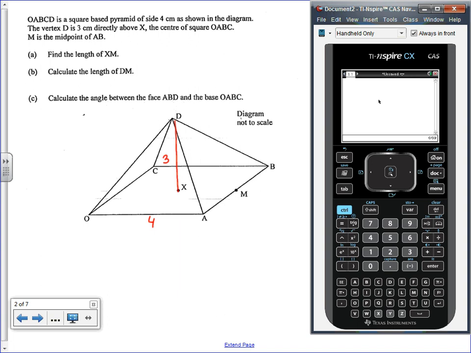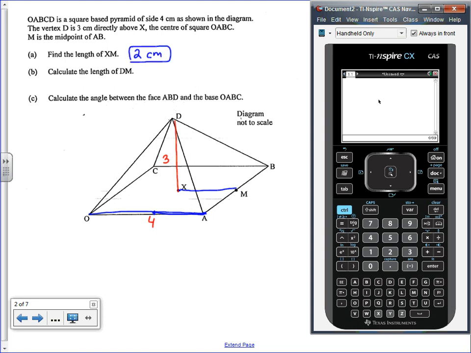First, it asks us to find the length of XM. There's not really much calculation to do here. X to M would be half the distance across one of the sides of that base. So if from O to A was 4, then half of that is going to be 2. That's going to be the same distance as it is from X to M. So XM is going to be 2 centimeters.